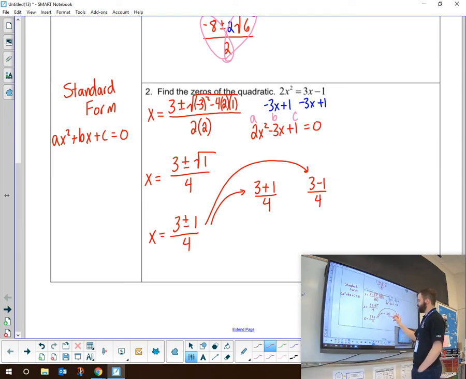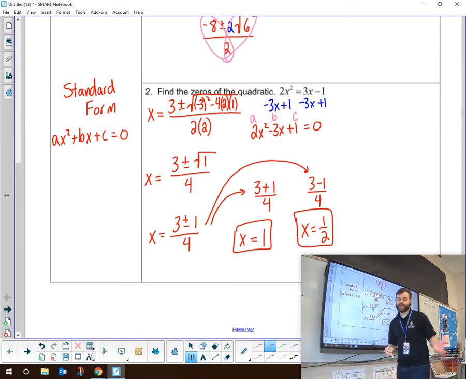Okay? 3 plus 1 divided by 4 is 1. So there's my first answer. x equals 1. 3 minus 1 over 4 equals 1/2. 2 divided by 4 is 1/2. So x also equals 1/2. So we actually get two real answers here, which hopefully makes sense.